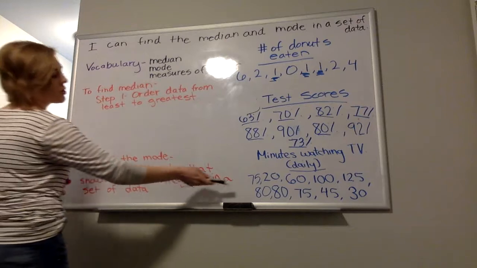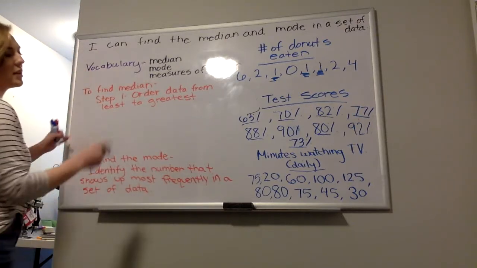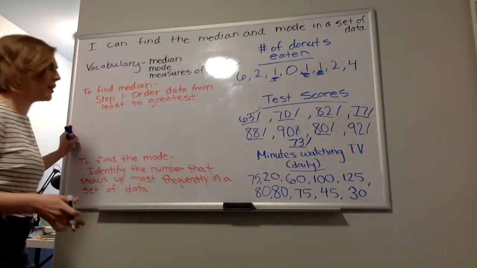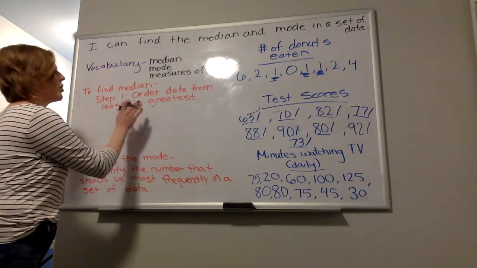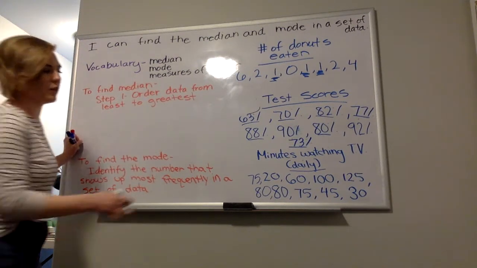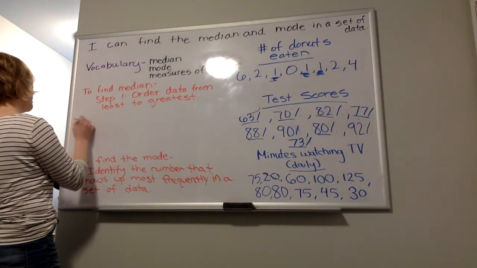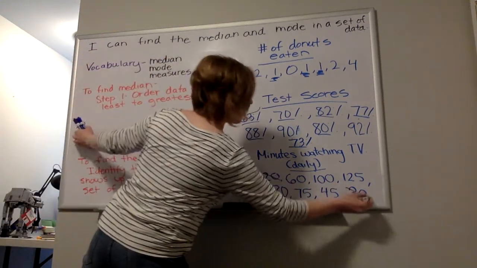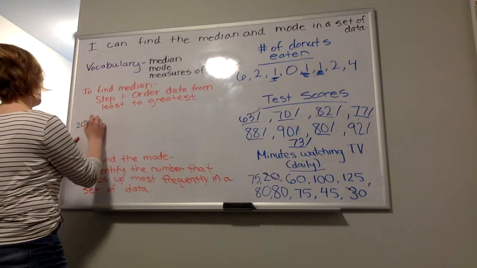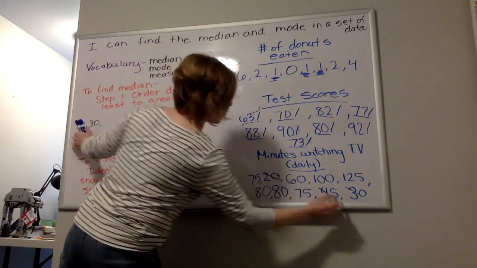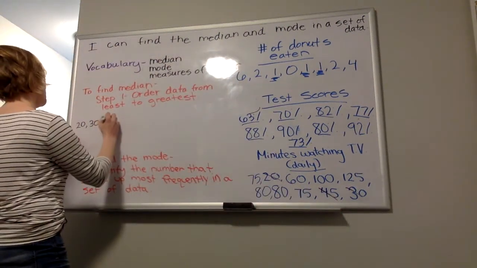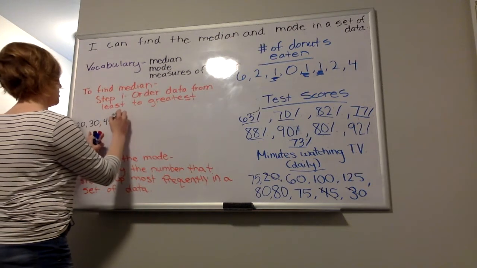Okay, so we'll do black now. We've got minutes watching TV. Again, we are going to order data from least to greatest. If we look at this, 20 is the smallest, so I'll put that there first. Then 30. Then 45. Then 60.